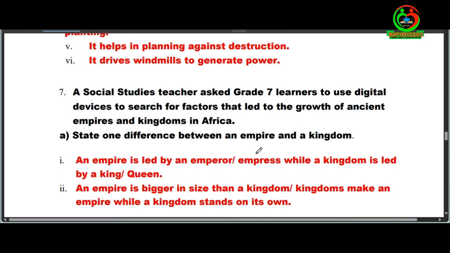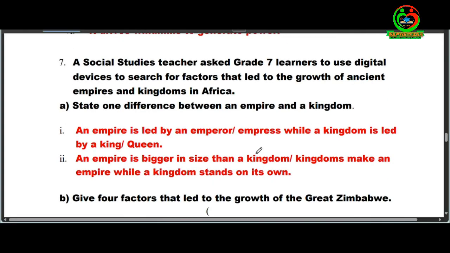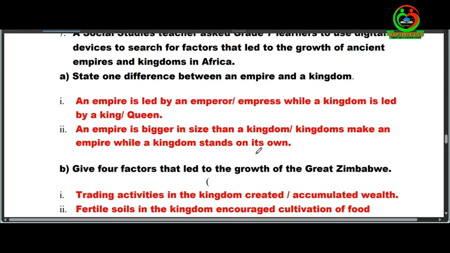A social studies teacher asked the grade 7 learners to use digital devices to search for factors that led to the growth of ancient empires and kingdoms in Africa. State one difference between an empire and a kingdom. An empire is led by an emperor or empress, while a kingdom is led by a king or queen. Read more.